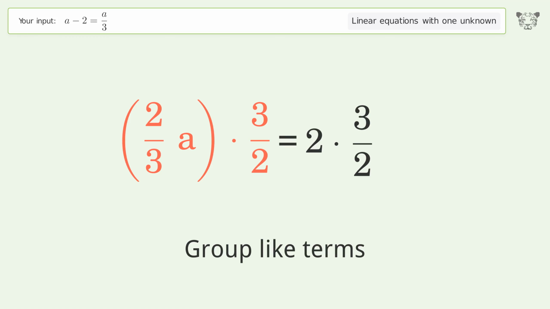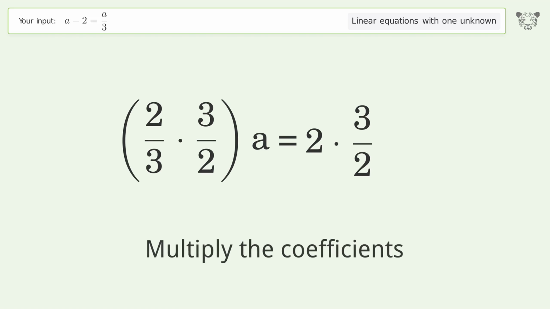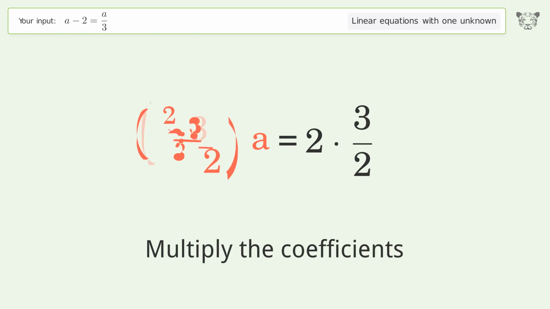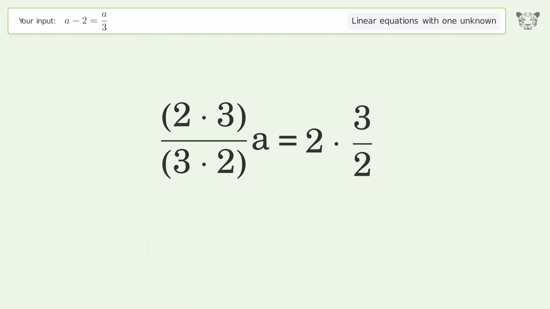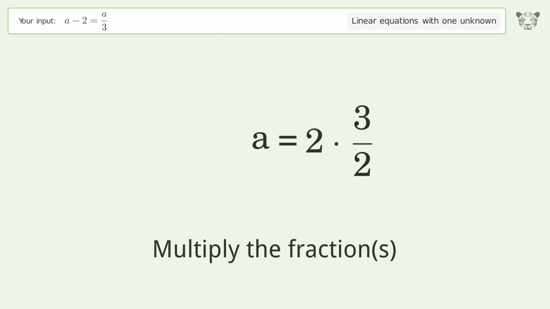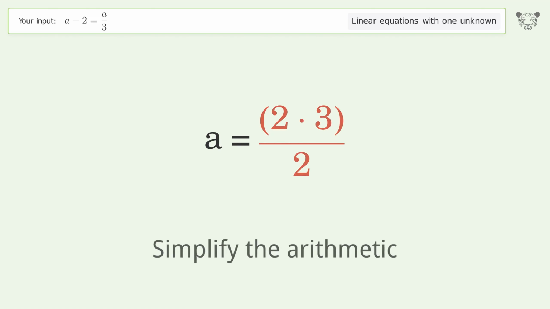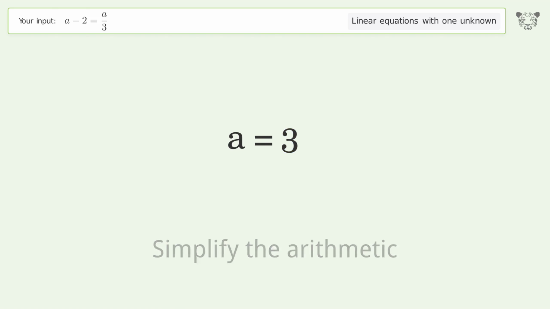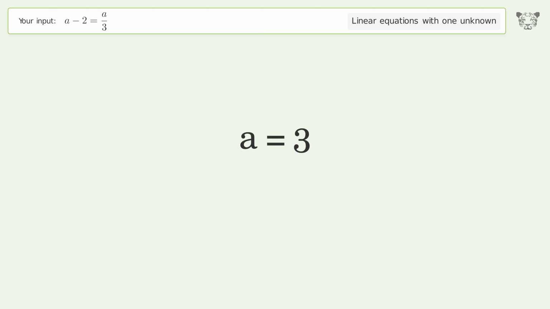Group like terms. Multiply the coefficients. Simplify the fraction. Multiply the fractions. Simplify the arithmetic. And so the final result is a equals 3.